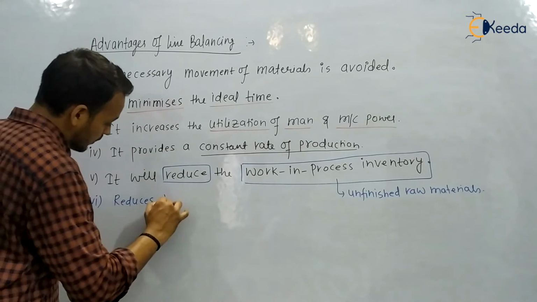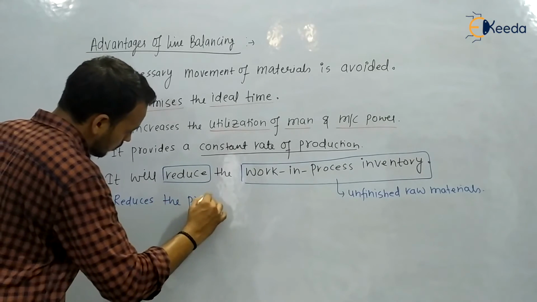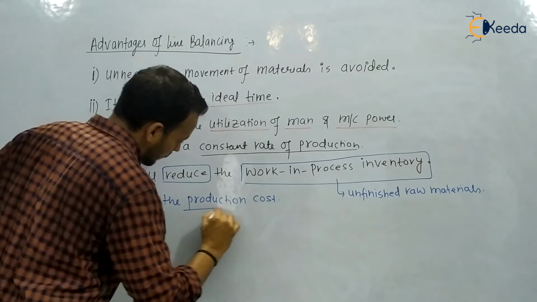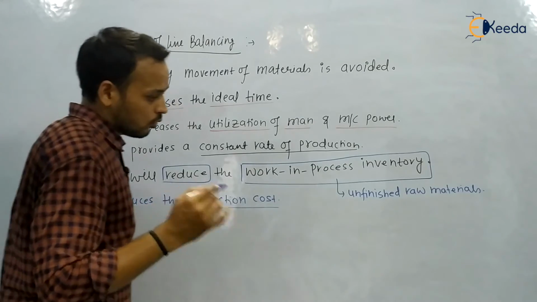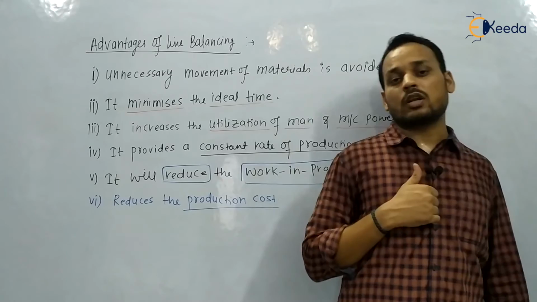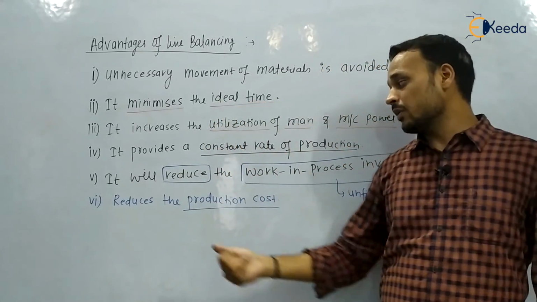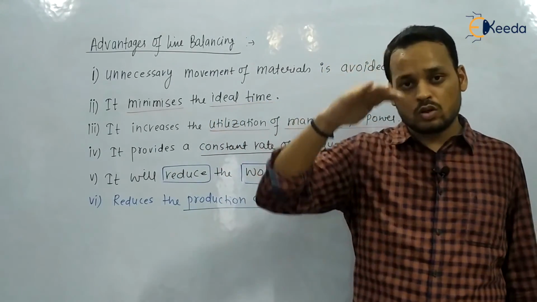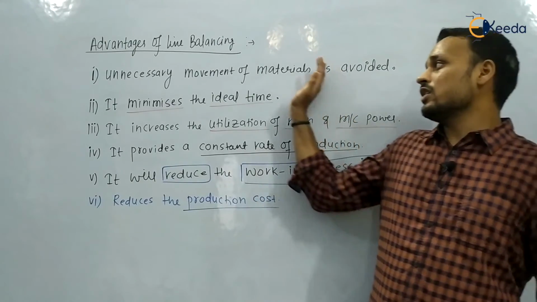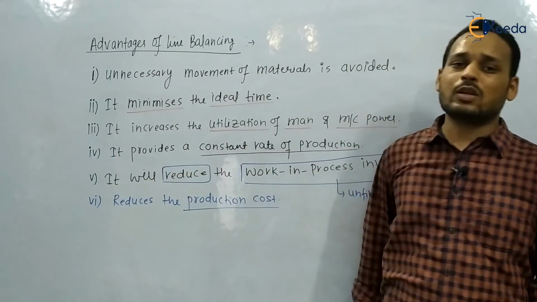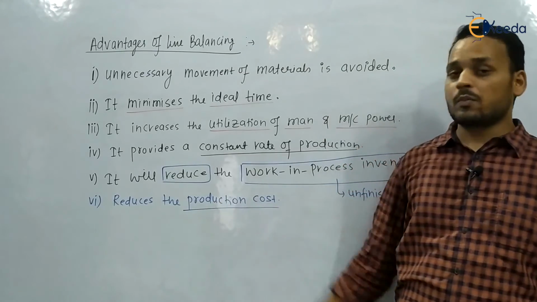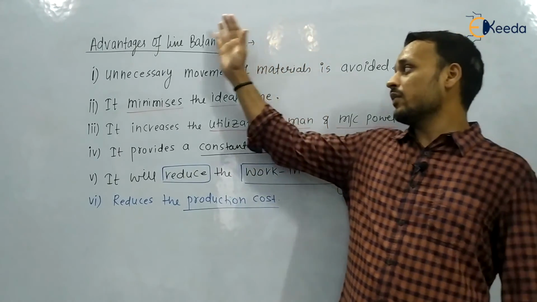It means it reduces the production cost. Since you are going to perform each and every operation on time and minimize the idle time, the production cost is going to reduce. So these were the different advantages in case of line balancing. You can think of other points and add them, no problem. So these are basically the different points.